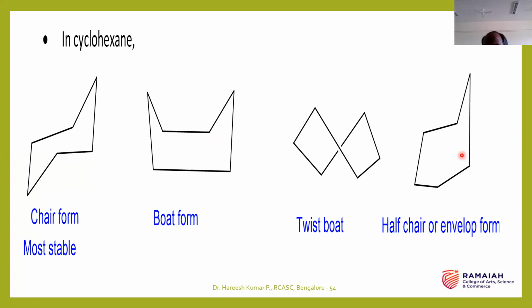So this one will be the half chair form, also called the envelope form. Overall, in cyclohexane, the chair form is more stable compared to the boat, twist and half chair forms. Comparing these two, the twist form will be unstable compared to the boat form. Okay. So let us look into the energy profile diagram for the six-membered ring.